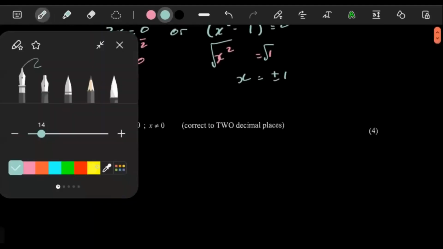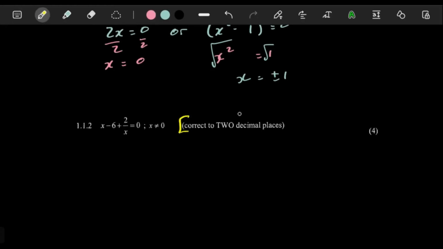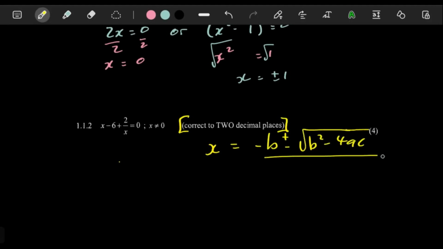Moving on, this is what we need to look out for, to know that we may need to think of the quadratic formula. So when I think of the quadratic formula, what we already know is that the quadratic formula says x is equal to minus b plus or minus the square root of b squared minus 4ac, all over 2a.